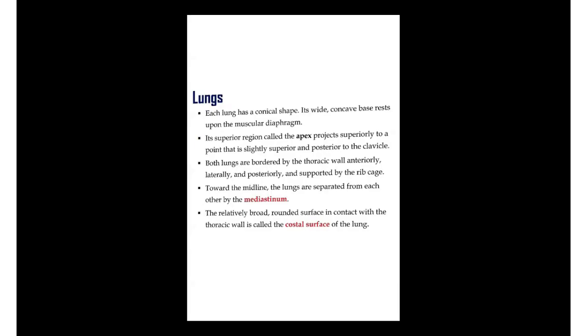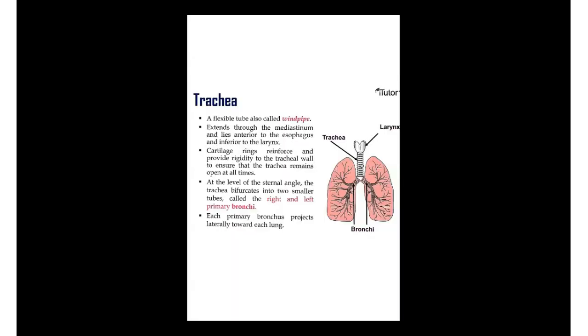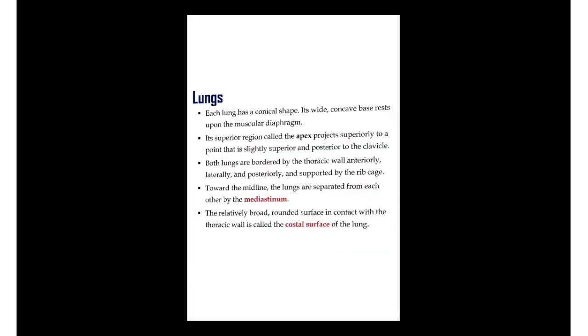So each lung has a conical shape. You can see in this photograph a cone, like a birthday cap. In the same way, you can see this is conical in shape. At the base, it has a somewhat spherical shape or more surface area. At the top, it has a pointed apex. So each lung has a conical shape.